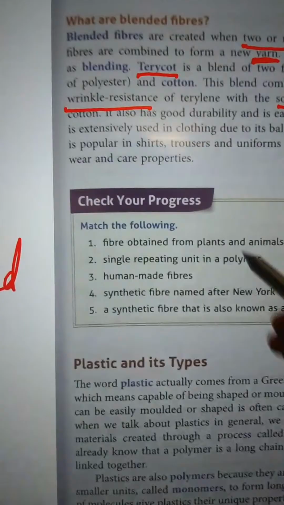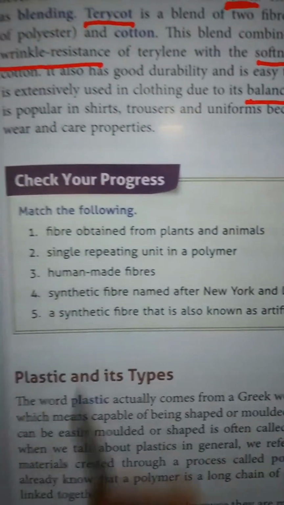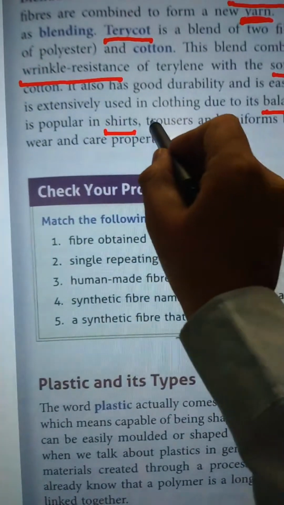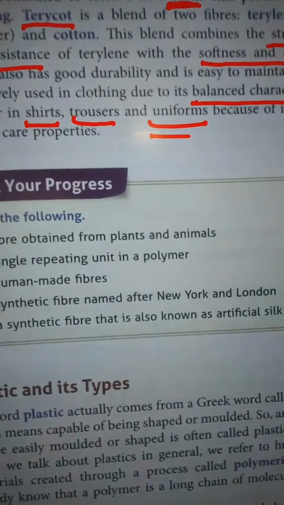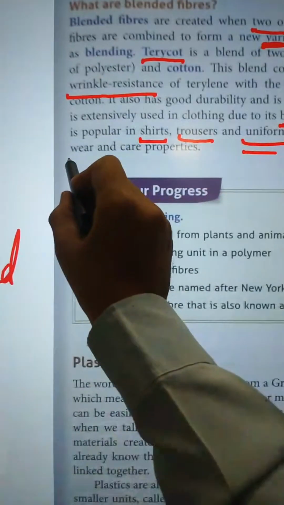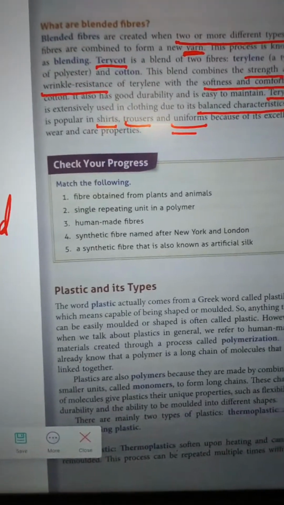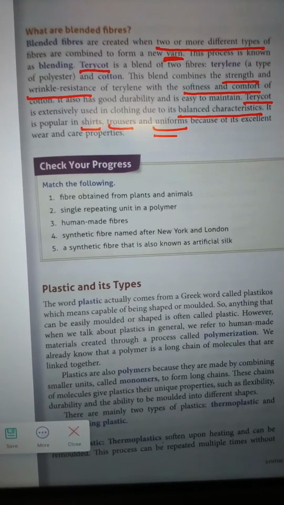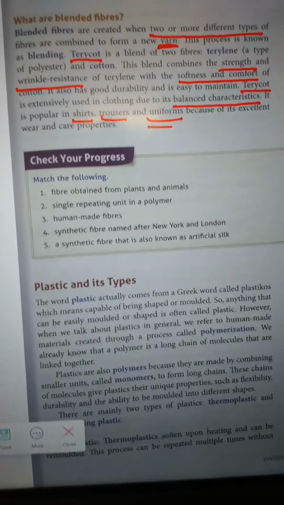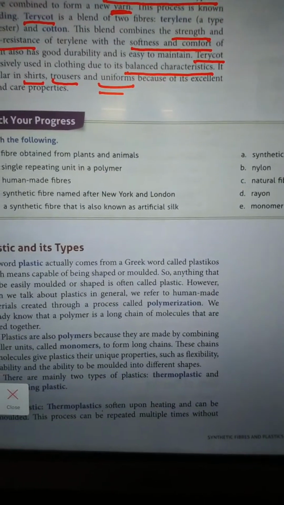It is extensively used in clothing due to its balanced characteristics. It is popular in making shirts, trousers and uniforms. See, it is used in making uniforms because of its wear and tear property. When you wear your uniform, you don't have to iron it properly, and you can wash it and it dries quickly. So it has qualities of both synthetic fiber as well as natural fiber.